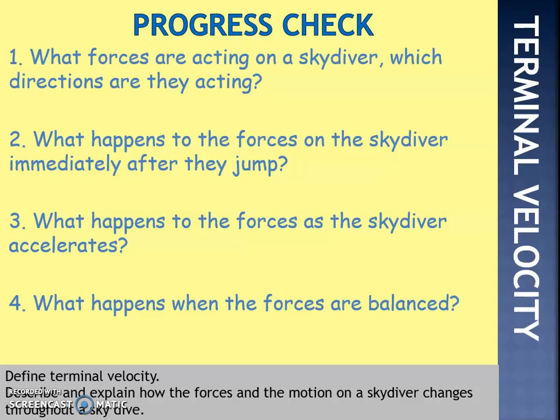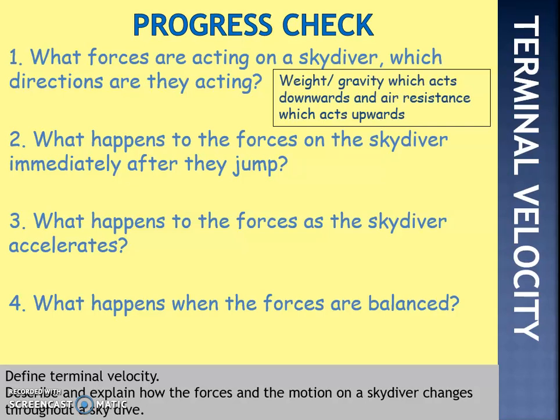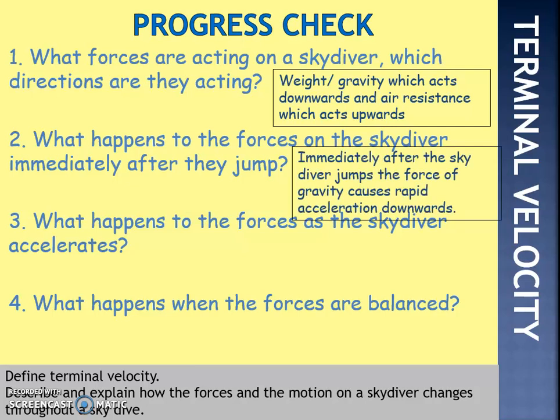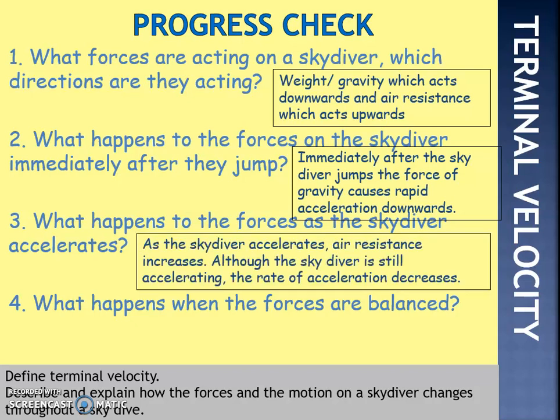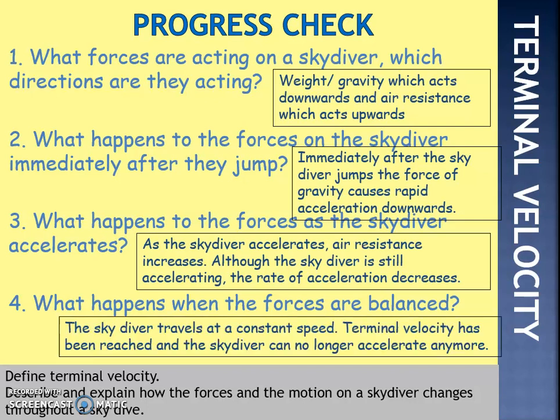Okay, question 1. Correct answer is weight and gravity, which acts downwards, and air resistance acts upwards. Forces after they jump. Immediately after he jumps, the force of gravity causes rapid acceleration downwards. What happens to the forces as he accelerates? As he accelerates, air resistance increases. The skydiver is still accelerating, but the rate of acceleration decreases. When forces are balanced, the skydiver travels at a constant speed and has reached a terminal velocity.